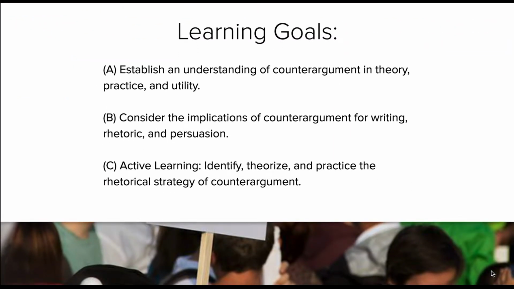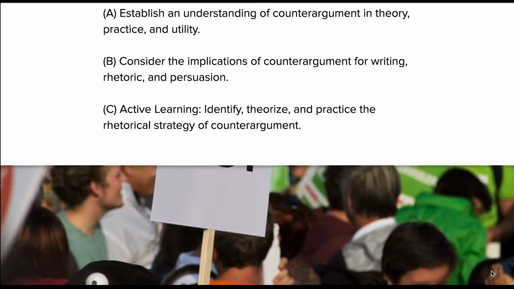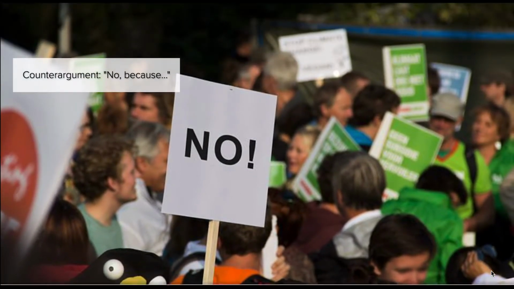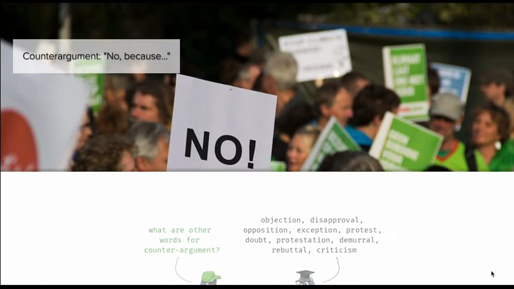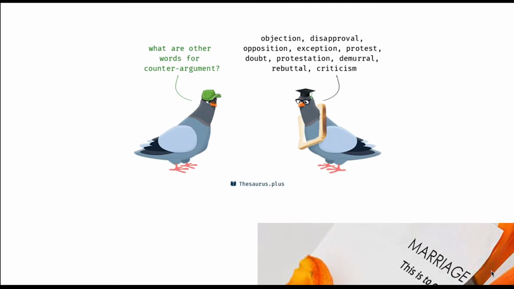So our learning goals for this video are A, to establish an understanding of counterargument in theory, practice, and utility. B, to consider the implications of counterargument for writing, for rhetoric, and for persuasion. And C, to introduce an active learning activity which includes identifying, theorizing, and practicing the rhetorical strategy of counterargument. Now, if we were in class together in person, we would go through this active learning activity, but introducing it should do the trick for now.